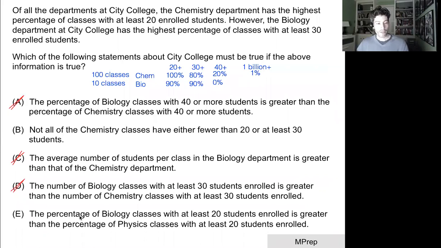And let's look at E. The percentage of bio classes with at least 20 students enrolled is greater than the percentage of physics classes with at least 20 students enrolled. Where is physics coming from? This one also doesn't have to be true. They're just throwing physics in here. We could add another category here for physics, and let's say 95% of the physics classes had 20 or more. It didn't say that bio was in second place here. It just said chemistry was in front of bio and bio was in first place here. So E doesn't have to be true.